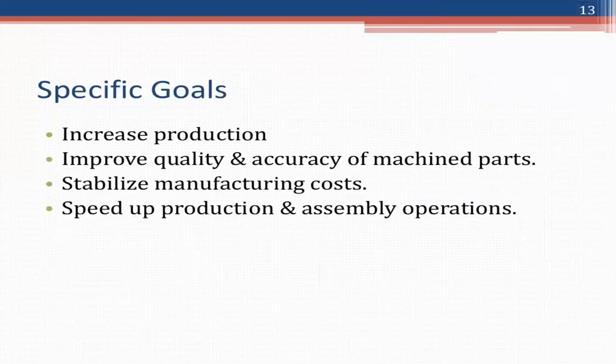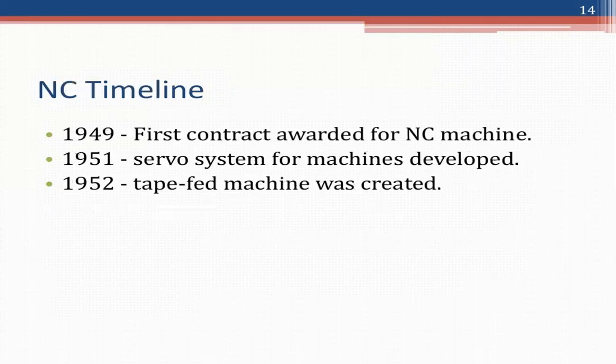Specific goals. The goal of CNC is to increase the production, to improve the quality and accuracy of the machine parts, and to stabilize the manufacturing cost. To stabilize the manufacturing cost, we will be going for a CNC. To speed up the production and assembly operations, we are going for a CNC.